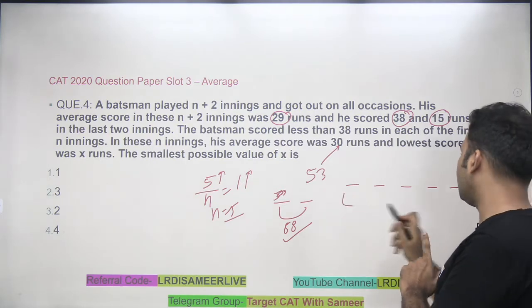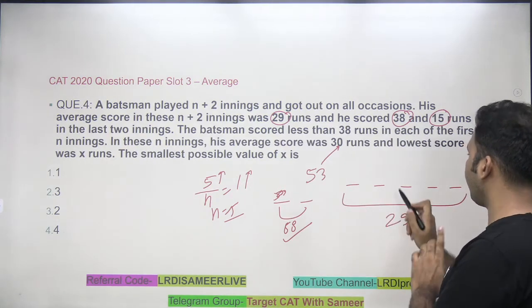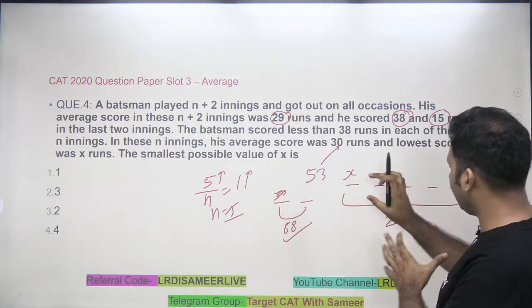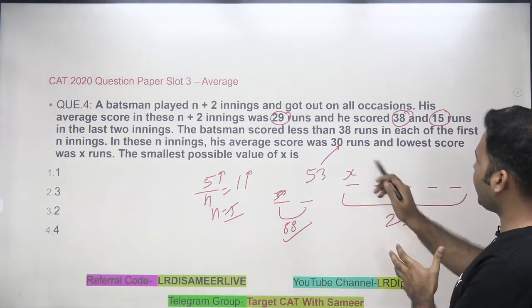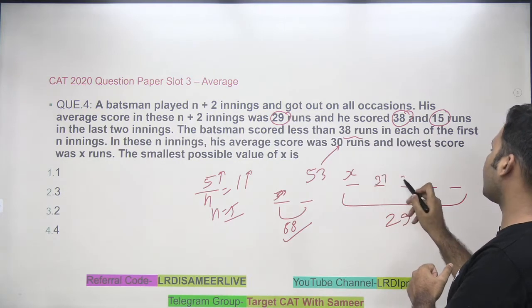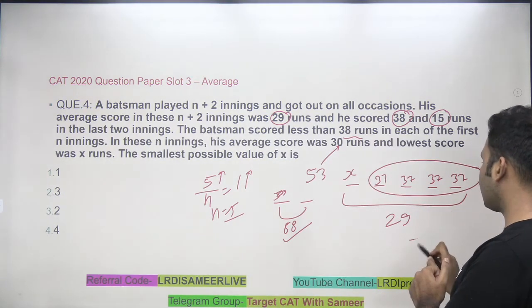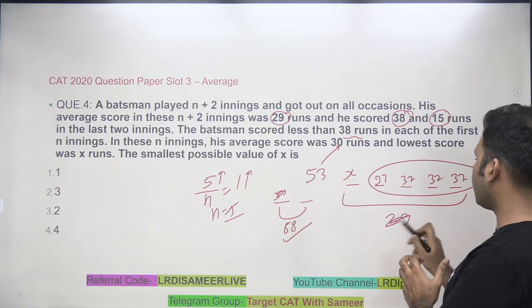And the average of these 5 is 30. This is the lowest possible value of X. If I want to minimize it, I will be maximizing the others. The maximum, it has to be less than 38. So the maximum value they can take is 37. So all of these 4 values are carrying 7 extra. So this average is 30.